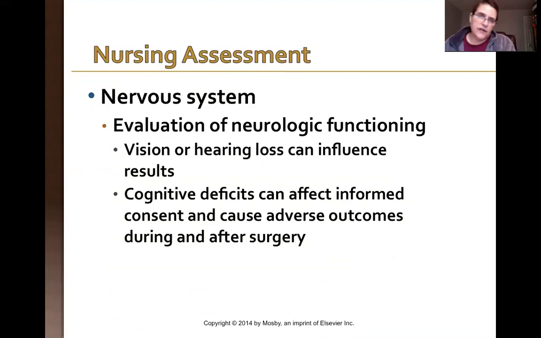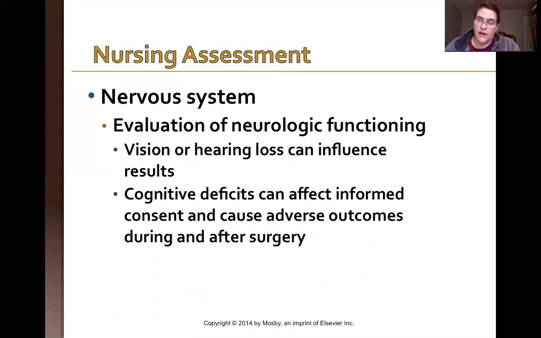All right, let's look at the nervous system. We're going to do an evaluation of their neurological functions. We're going to look for any kind of vision or hearing loss that can influence the results. We need to know what their baseline is so that when they come out of surgery and there's a deficit, we know where they were to begin with.